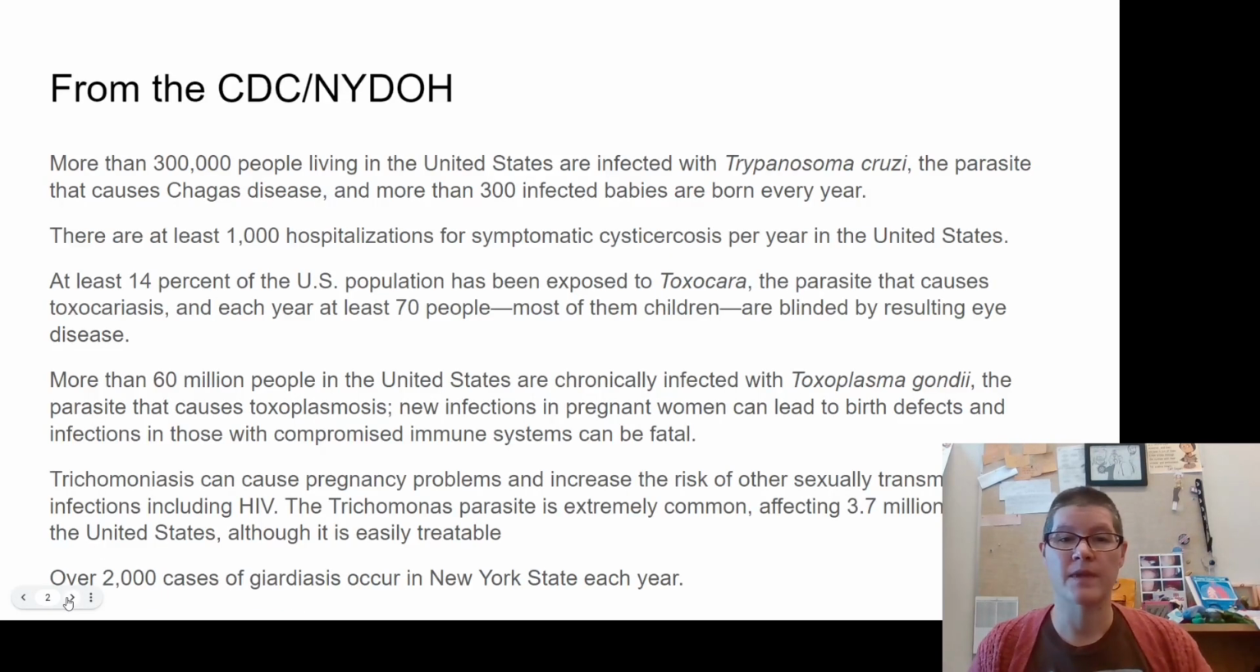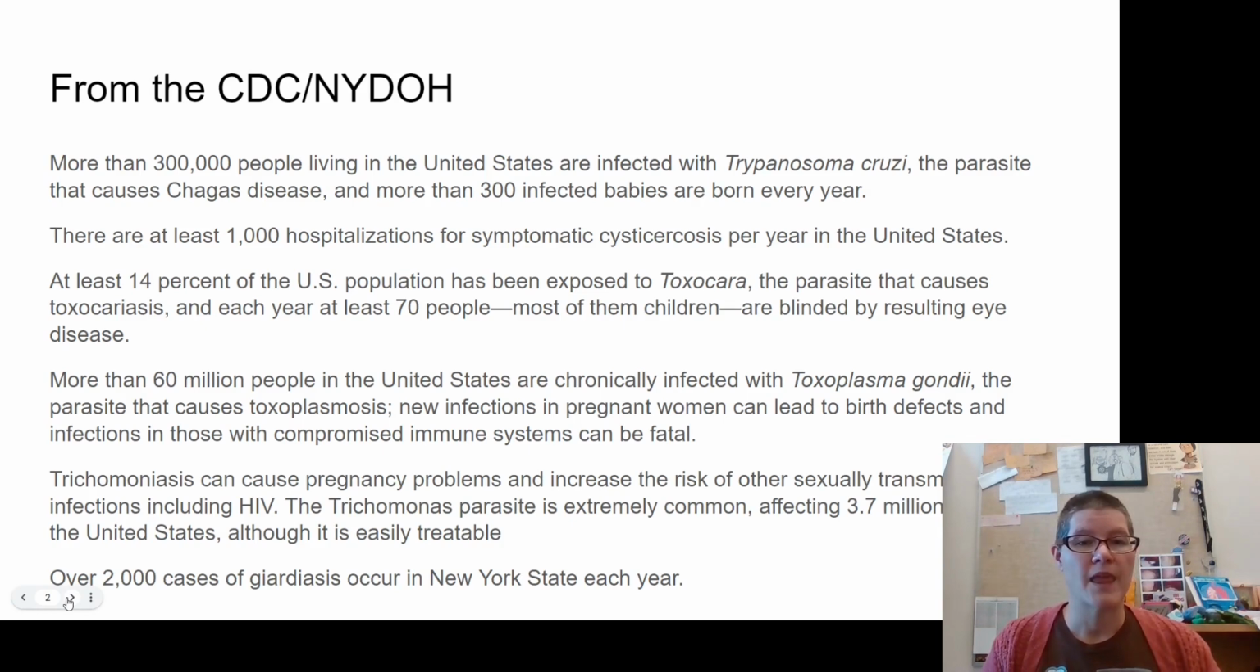All right. So first of all, why do we care about eukaryotic diversity? Well, parasitic infections are in fact a problem, and not just a problem in third world countries, but a problem in the United States. So the CDC notes that more than 300,000 people living in the United States are infected with Trypanosoma, which causes Chagas disease. More than 300 infected babies are born every year. For a parasite, that's quite a lot.